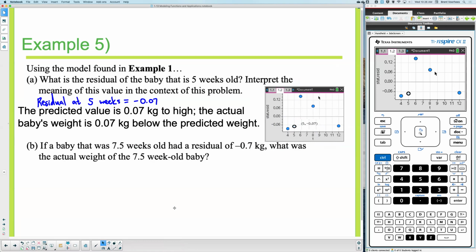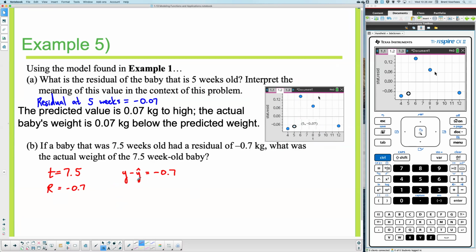So let's make sure we understand the formula again. The t is 7.5. That's what we know. We also know the residual here. The residual is negative 0.7. What's the formula, though, for residuals? Okay, so y minus y hat is equal to negative 0.7. Does that make sense?